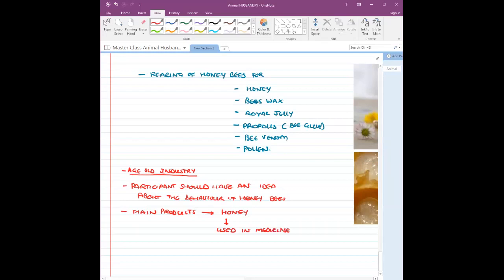Now, when we talk about apiculture, which are the most important honeybees? We talked about the two, Apis indica and Apis mellifera. These are the easiest ones to work with, and that is why they are the most domesticated: Apis indica and Apis mellifera.